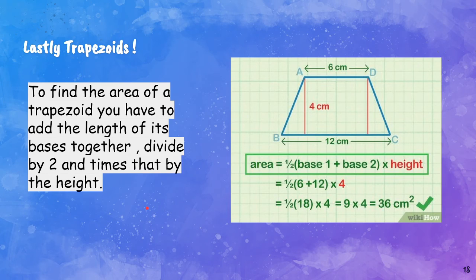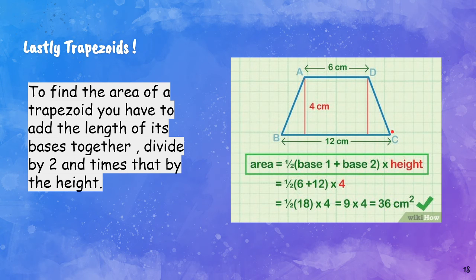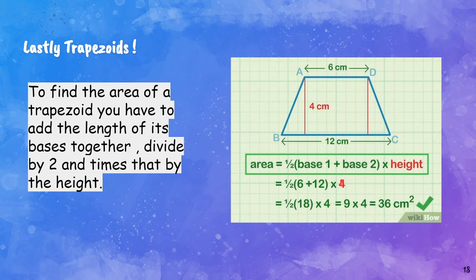Lastly, trapezoids. To find the area of a trapezoid, you have to add the length of its bases together, and then divide it by 2 and times that by the length. This one is actually kind of hard, so let's go through this one slowly. So you would take base number 1, add it to base number 2, and times it by the height. But also remember, you have to divide by 2. So it is 6 plus 12. So take the first base, and then add it to the second base, 12, and then divide it by 2. Then times it by the height. So you would take 1/2, and then you would plug in base number 1, which is 6, plus base number 2, which is 12, and times it by the height, which is 4.